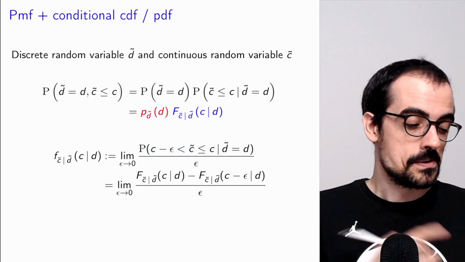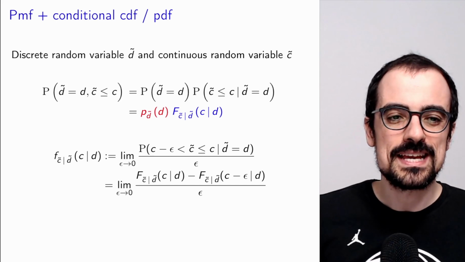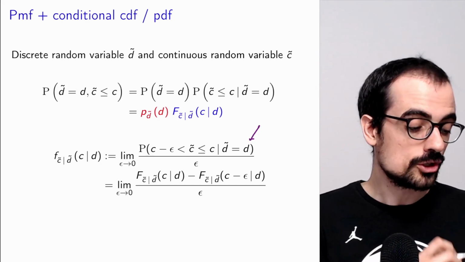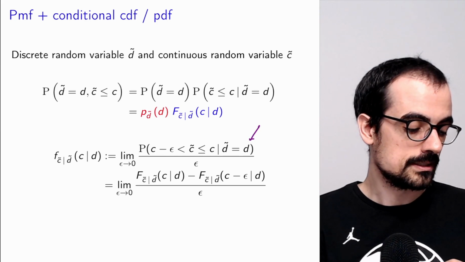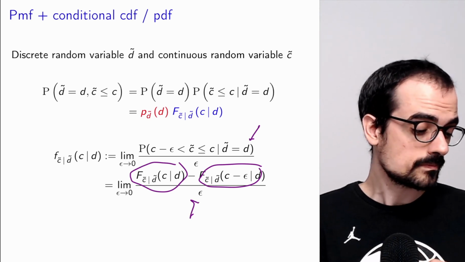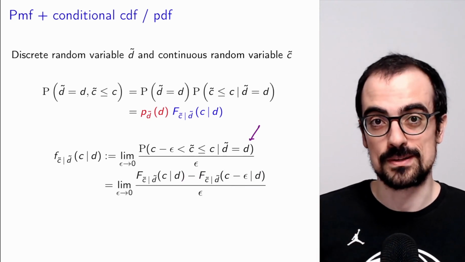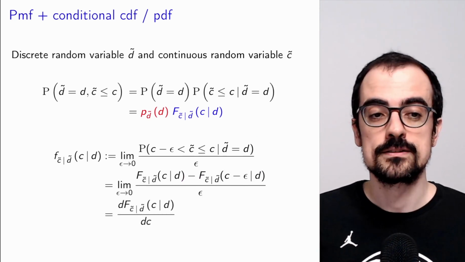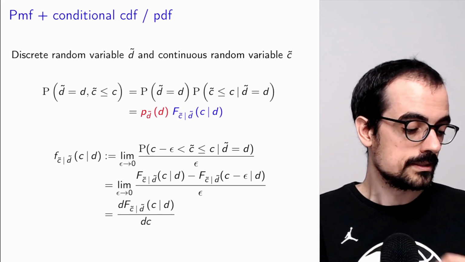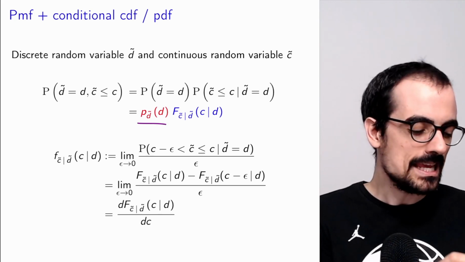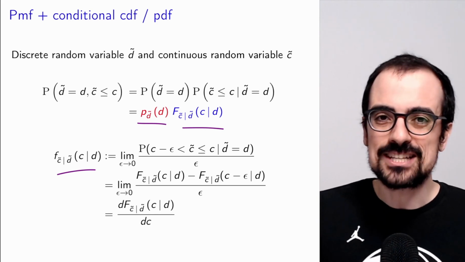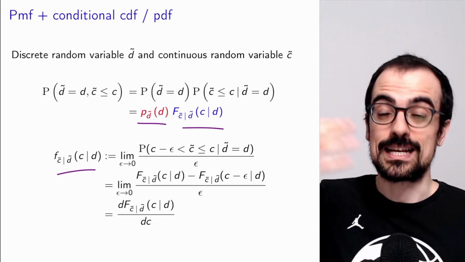And what we see is that, by the same argument that we used in the case of the marginal PDF, we can easily show that this is just equal to the derivative. Why? Because the conditional probability that you're in that interval is just the conditional CDF at C minus the conditional CDF at C minus epsilon. When we divide by epsilon, what do we obtain? Well, the derivative of the conditional CDF, when we take the limit of epsilon going to 0. All right, so we're going to see that using these two objects, the PMF of the discrete random variable, and either the conditional CDF or the conditional PDF of the continuous random variable, is a very natural way of manipulating discrete and continuous random variables at the same time.